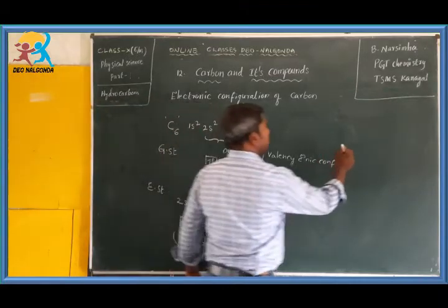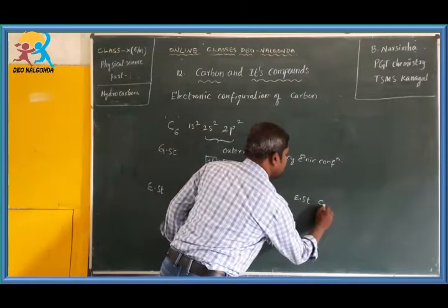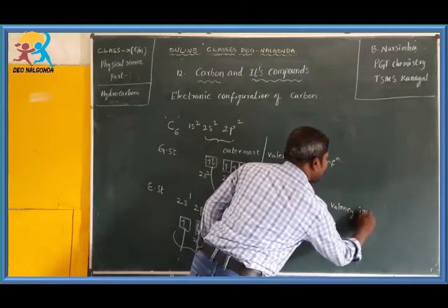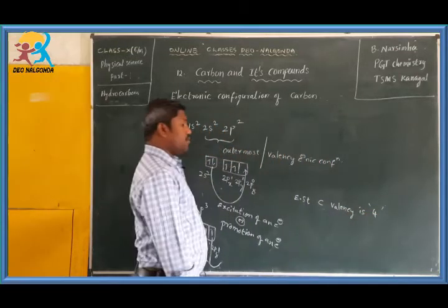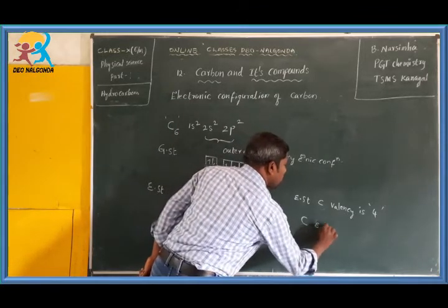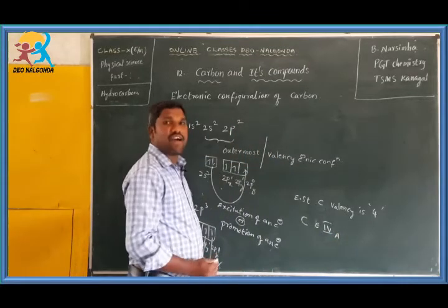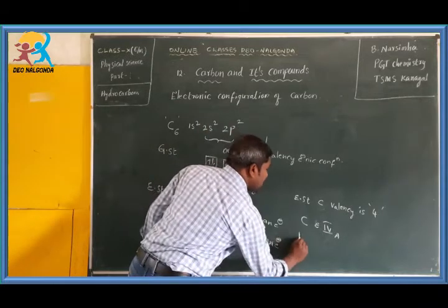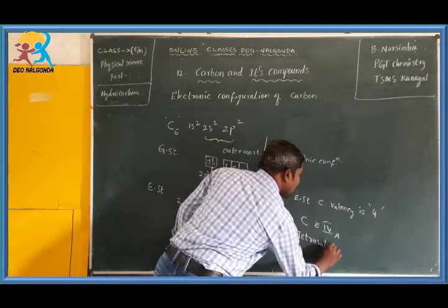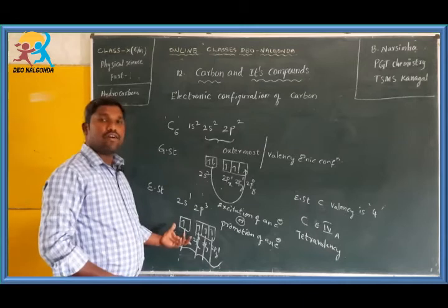In the excited state, carbon valency is 4. Therefore, carbon belongs to group 4A. Tetravalency: the valency of carbon is 4, and the bonding capacity is also 4.